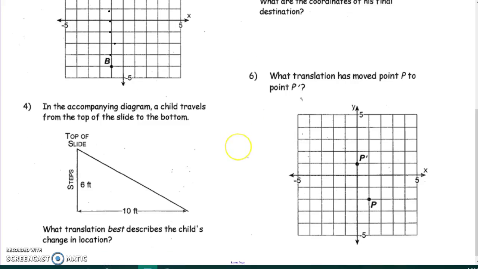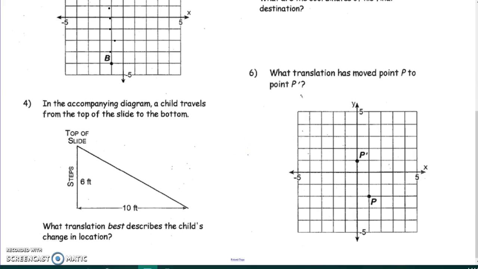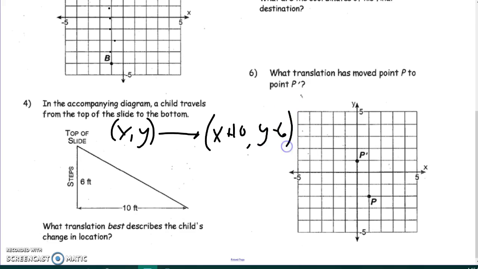Okay. In the accompanying diagram, a child travels from the top of the slide to the bottom. What translation best describes the child's change in location? Okay, so from the top to the bottom. So initially they're x comma y, and then they go down and to the right. So to the right is a plus 10, and down is subtract 6.